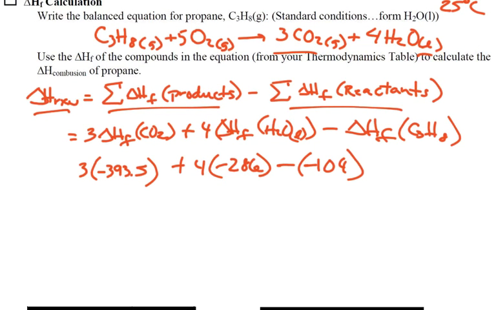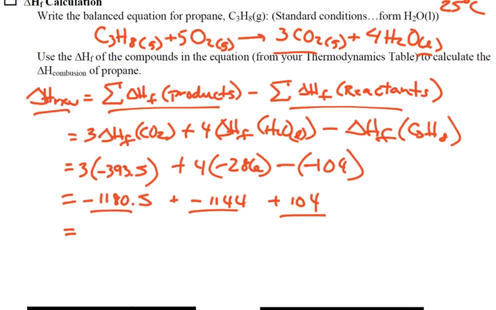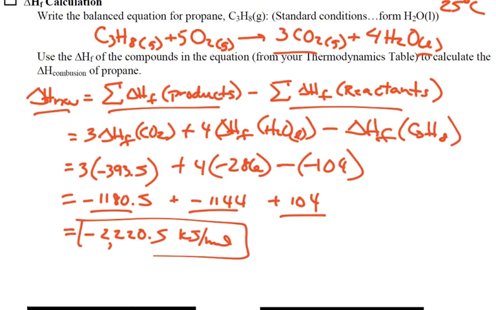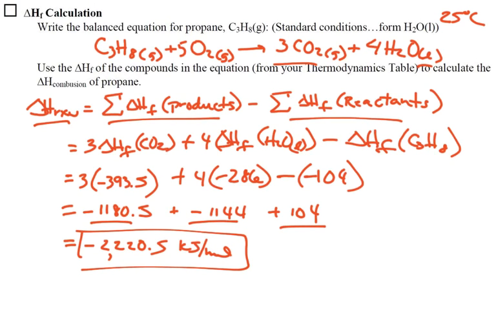And we're going to put those all together. So I get negative 1180.5, and 4 times negative 286, negative 1144, and negative 104 is positive 104. And I put that together, I get negative 2,220.5. And again, that's kilojoules per mole. So pretty good agreement with the number we got on the last problem. So that's using delta H of formation, as long as I have all those values.